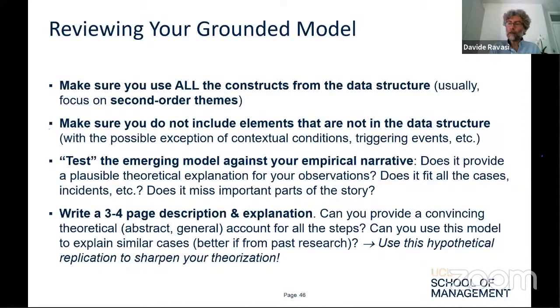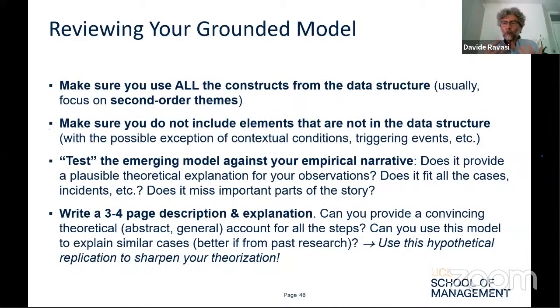But how do you know that it is transferable? Something useful at this stage is to try to use this model to explain something similar. It's like, well, I developed these ideas based on my case. Here's a similar case. Would my ideas help explain what happened there? Yes, no, why? For me, this is absolutely essential, because that's how you test the transferability.